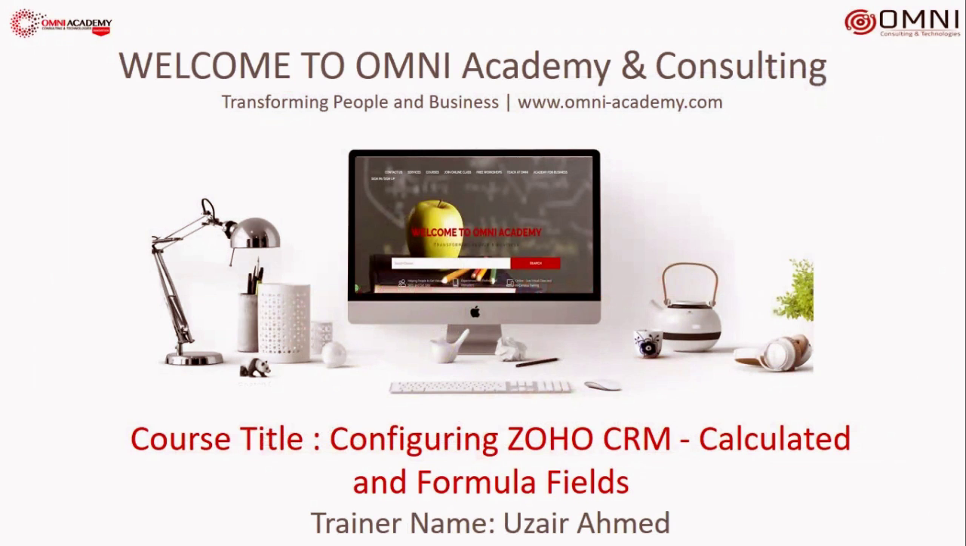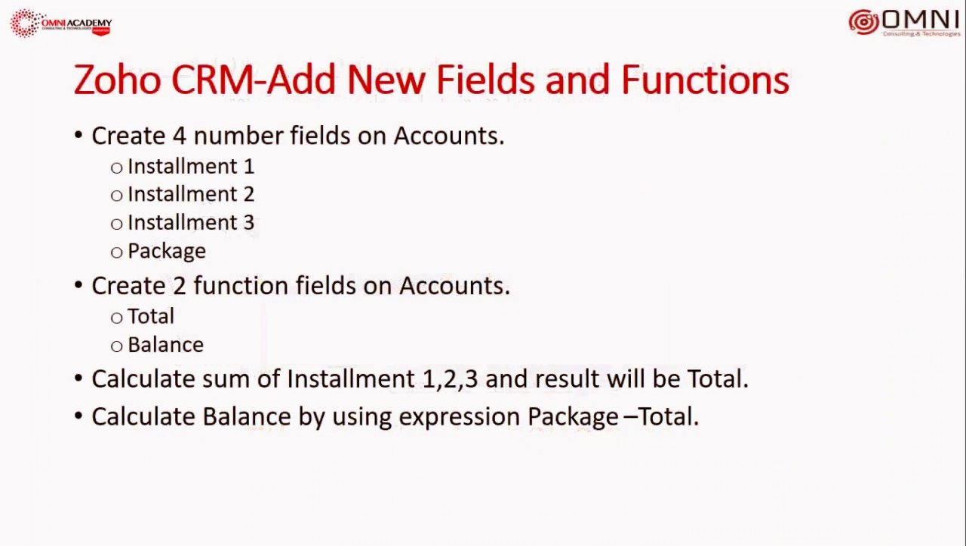This video title is Configuring Zoho CRM Calculated and Formula Fields. So in this video, I am going to create 4 number fields on accounts: installment 1, installment 2, installment 3 and the package. And I also create 2 function fields on accounts, total and balance. And also show you how to calculate the sum of the 3 fields, installment 1, 2, 3, and the result will be the total of these 3 fields. And also show you how to calculate balance by using an expression which is package minus total.